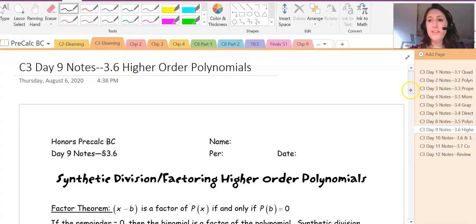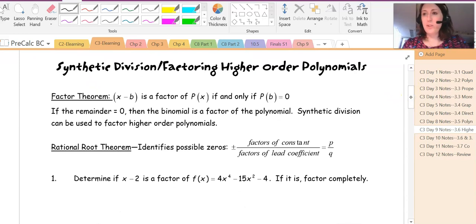All right, so, the factor theorem. This is something you learned about last year. Basically, it says that x minus b is a factor of a polynomial if and only if p of b equals 0. So essentially, if you plug a number into the function and you get a 0, that means that it is a factor, basically meaning we have an x-intercept. If the remainder is 0, then the binomial is a factor of the polynomial, and we can use something called synthetic division to factor higher order polynomials.